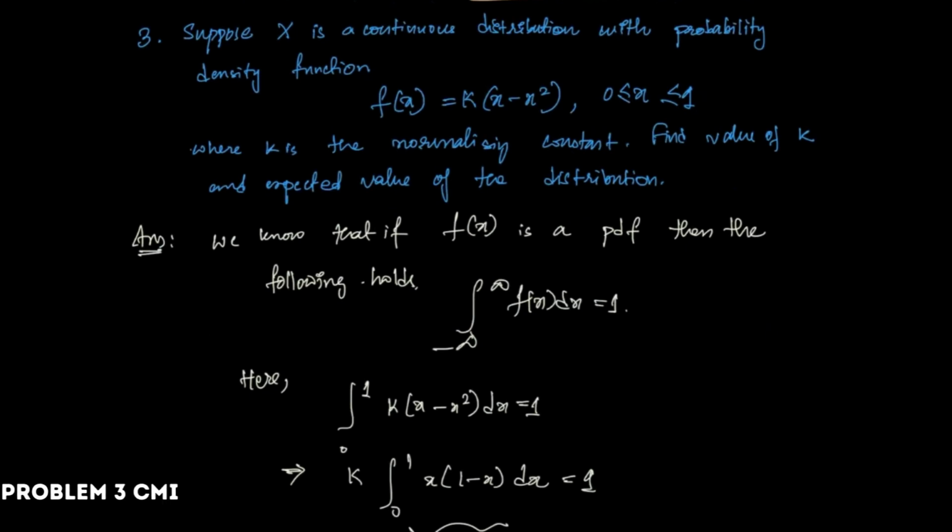Let's look at the next question. Actually, I've written this a bit wrong. I copied this wrong. So the question is that suppose x is a continuous random variable which follows a distribution of the probability density function. So basically, x is a continuous random variable.